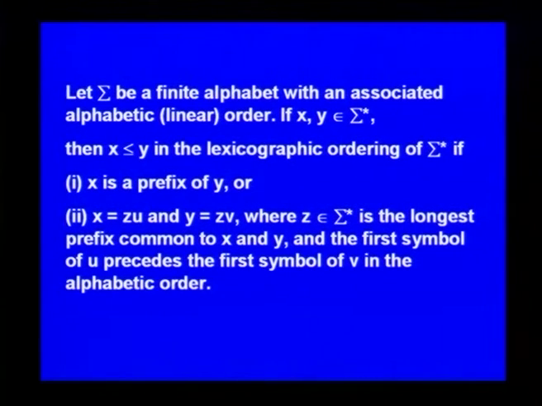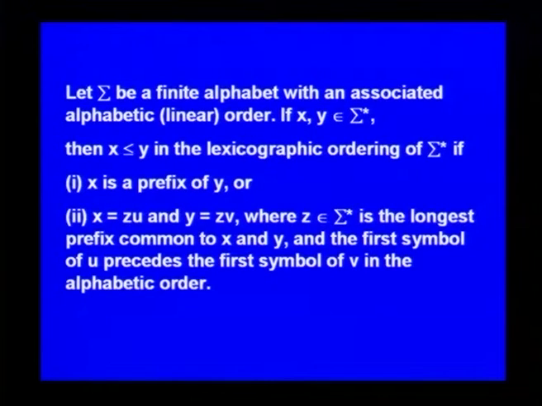Let sigma be a finite alphabet with an associated alphabetic linear order. If x, y belong to sigma star, then x is less than or equal to y in the lexicographic ordering of sigma star if x is a prefix of y, or x is equal to zu and y is equal to zv, where z belongs to sigma star is the longest prefix common to x and y, and the first symbol of u precedes the first symbol of v in the alphabetical order. This is the order which is followed in a dictionary.